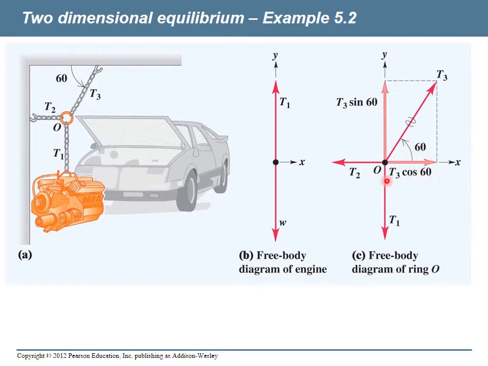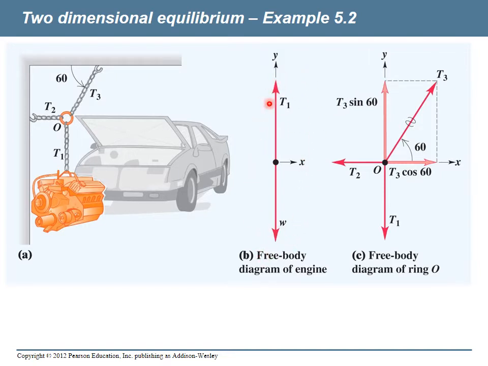So T3 cosine 60 would be this one, and T2 must be equal to T3 cosine 60, right? So we can write all these, and you'll see that in an example. We can just write a bunch of equations, really using our summation of forces in the x and y.